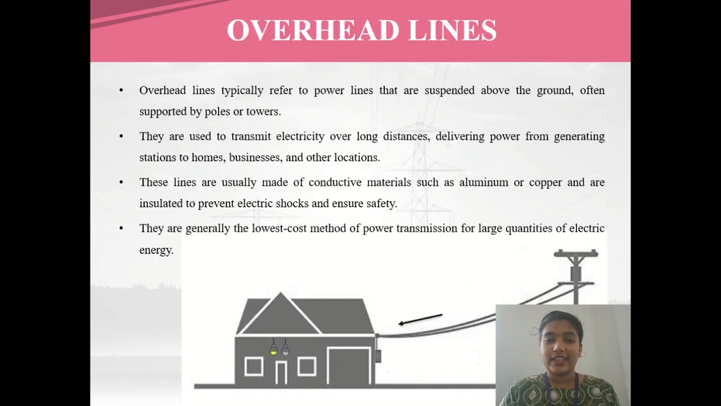What are overhead lines? Overhead lines typically refer to power lines that are suspended above ground, often supported by poles or towers. They are used to transmit electricity over long distances, delivering power from generating stations to homes, businesses and other locations. They are generally the low-cost method of power transmission for large quantities of electric energy.